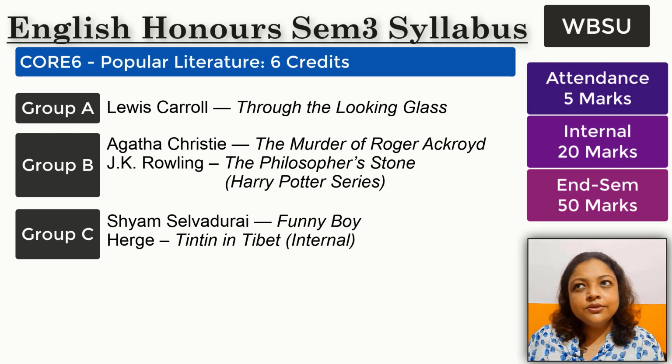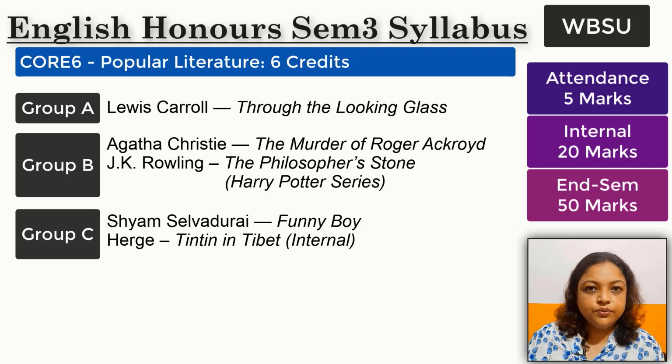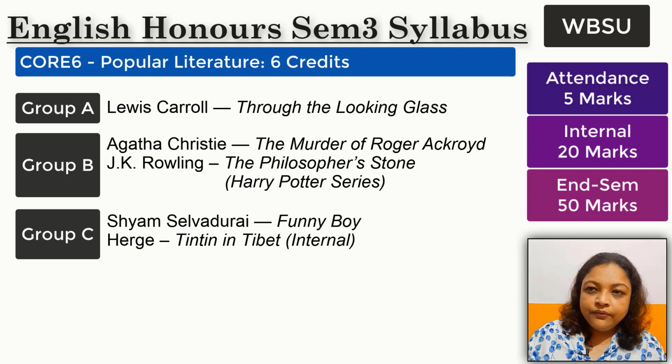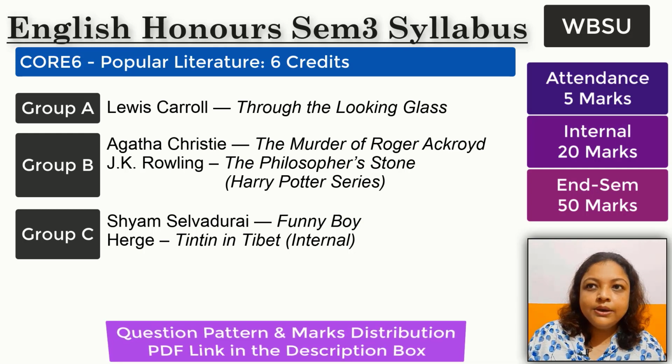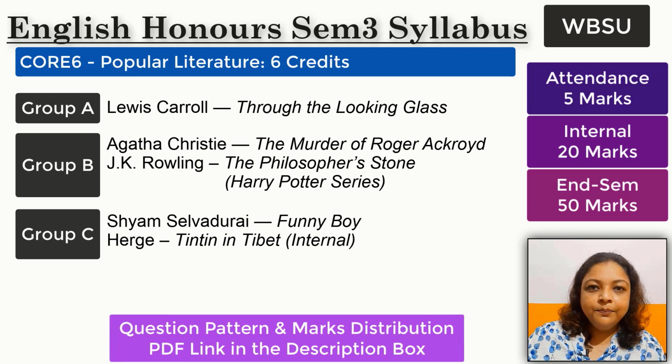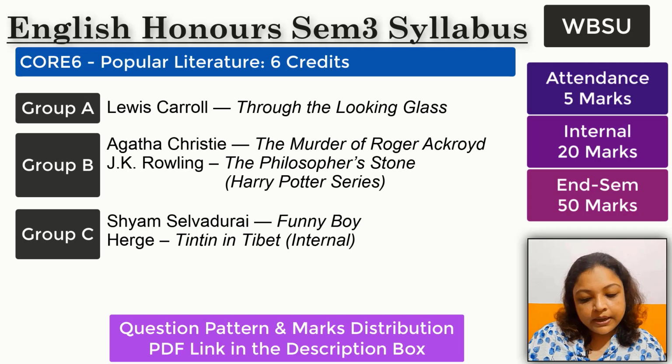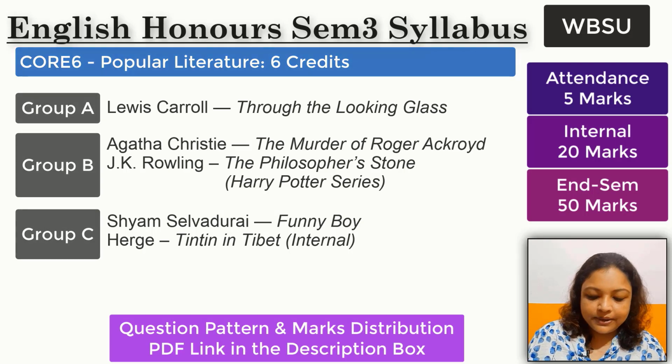Now, so far as the last notification we received, only long questions will be asked from this paper. Again, there were certain changes made. So, we will be able to tell you for sure only after a certain time period goes and the university decides to give us some notice regarding this. But it's safe to prepare long questions from Through the Looking Glass and both long and short from Group B and C, except Tintin. Tintin is for internal. But I think they will give only long questions. That is my prediction, you can say.